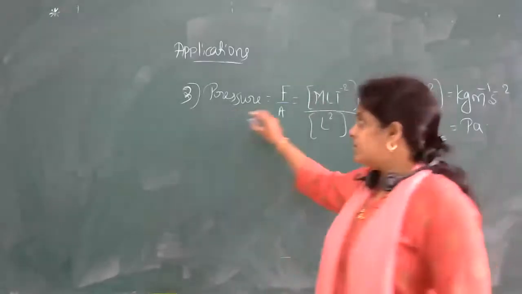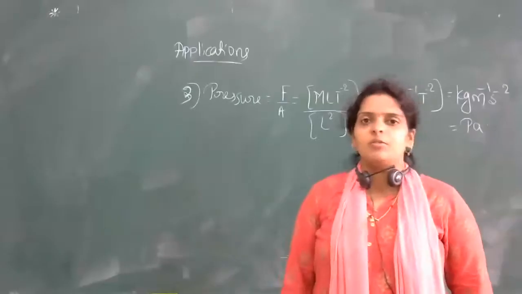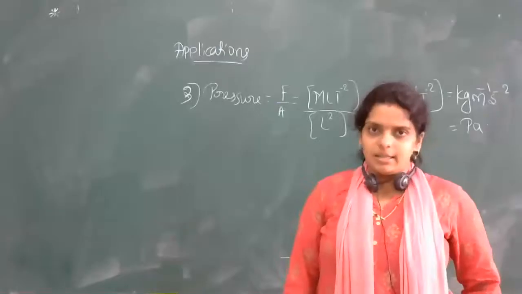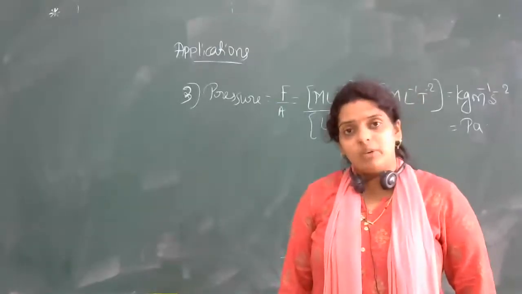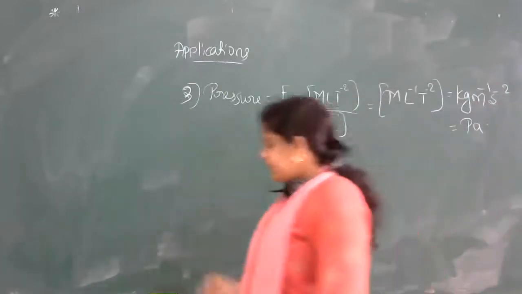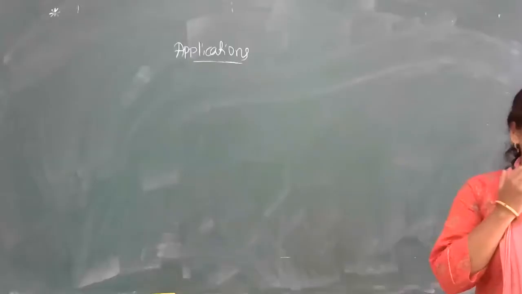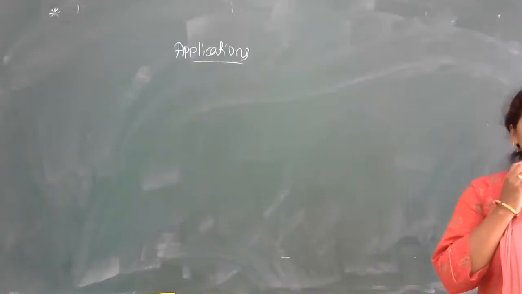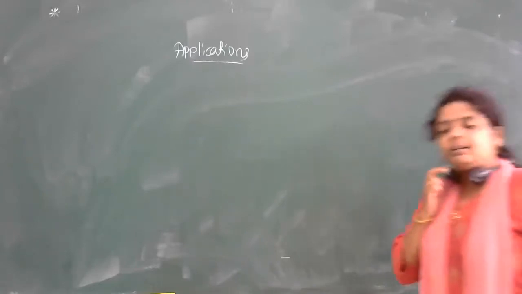So far, just remember how to write the dimension formula of a given physical quantity. What is the application? By knowing the dimension formula, you can write the unit of a given physical quantity in the CGS system, the SI system, or any other system. This is the first application. The second application is that by knowing the dimension formulas, you can calculate the dimension formula of a physical constant.